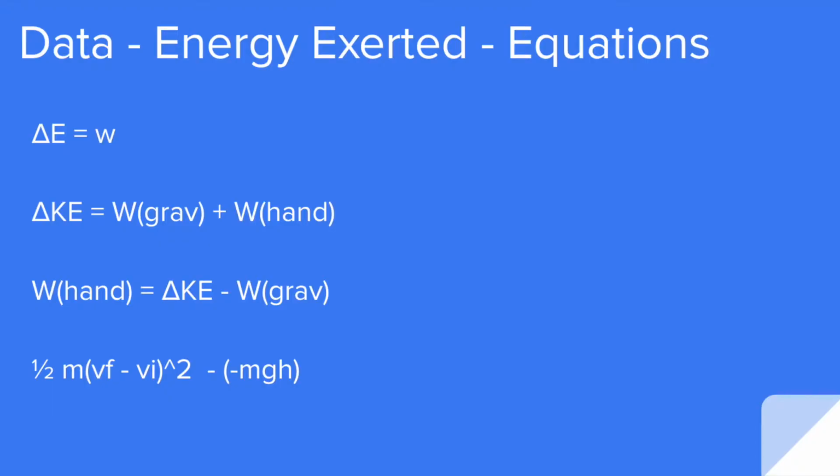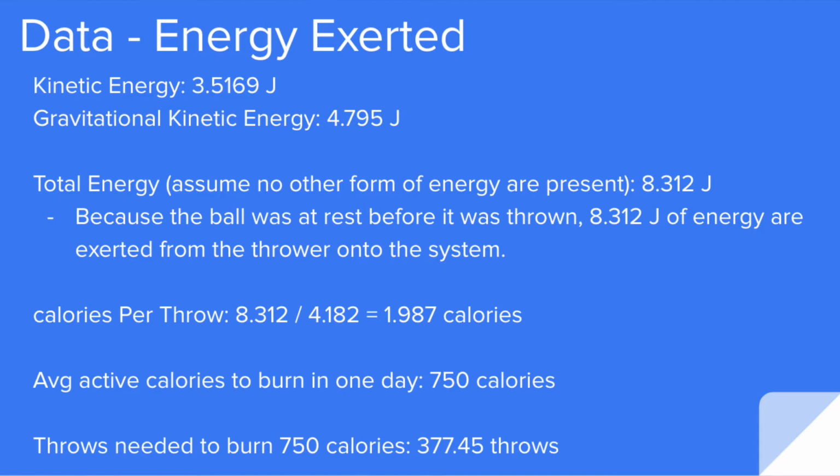In order to calculate the energy exerted by our object, I used the energy principle in these equations. And then we know that the total active calories one should burn in a day is 750. By multiplying that by our conversion factor and dividing this energy by the energy we need to burn those calories, we now know that one needs to throw this object 378 times to burn a total of 750 active calories.